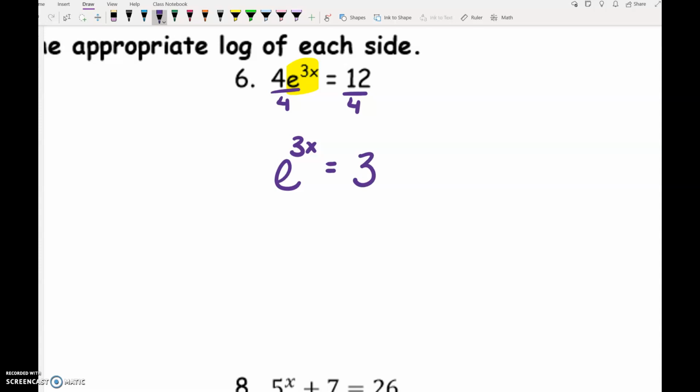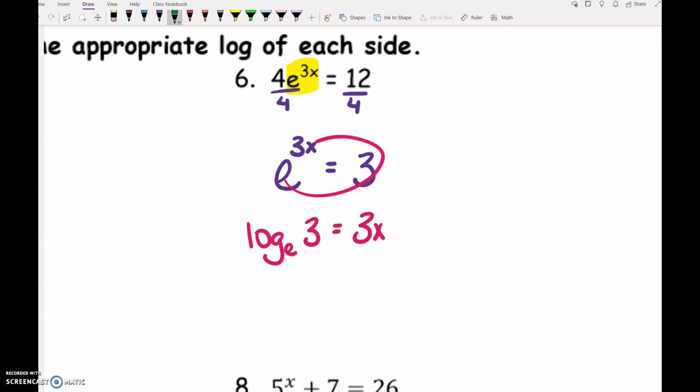I like to think of this as any time that you feel stuck, change forms. So we have this exponent thing by itself. We can't actually do e to the 3x. The only way to get x out of the exponent is to take the log, to change it to log form. So start with that e and woo! Log base e of 3 equals 3x.